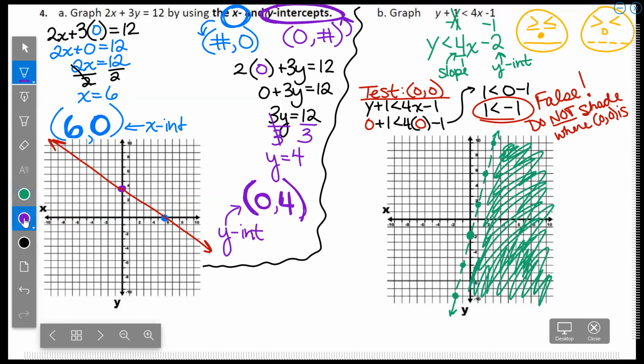We could have done our test with a different number, like I said before. I could have done it with something like, I don't know, 10, 10. Let's see what happens if we test with a different number. So just like I did before, I'm going to put a 10 in the place of the X and a 10 in the place of the Y. So 10 goes in for X, 10 goes in for Y.